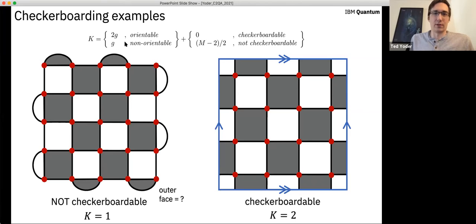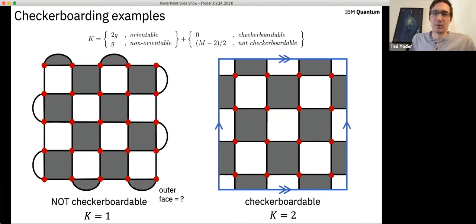It has genus 0. So how many encoded qubits does it encode? M is also 4, because M is the number of odd degree vertices, and there's an odd degree vertex at each corner. So the number of encoded qubits is just 1. And this is consistent with our understanding of the rotated surface code, which is what the picture is.